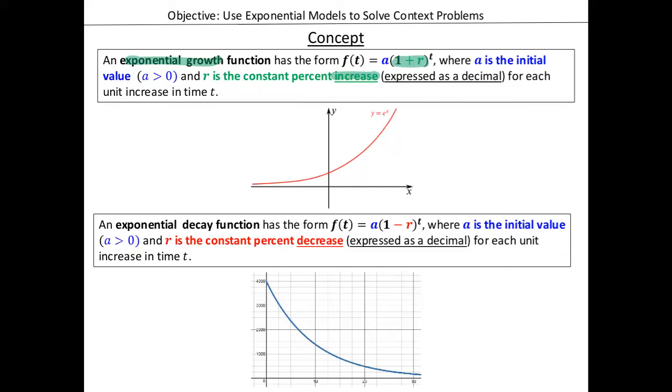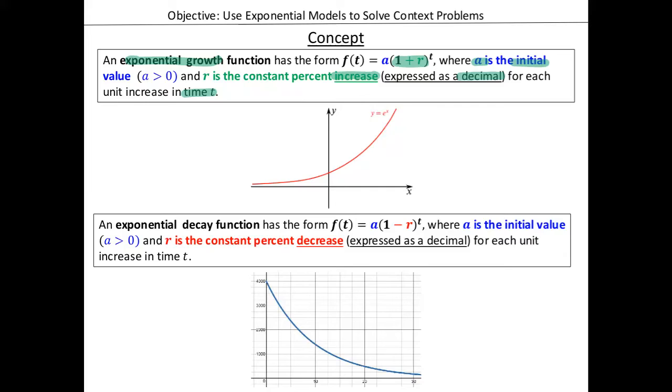Then we also have the a in the function. a is representing the initial value. r is the percent increase. But because we're looking at percents, we can't do any calculations as a percent, so you have to change this to a decimal. And then t will be in some unit of time. And a is the initial value.